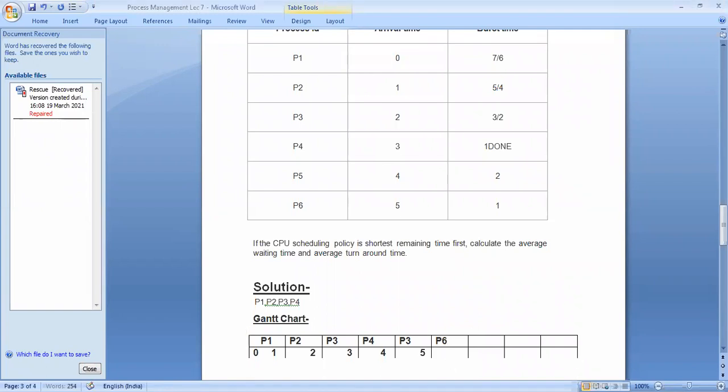You people are trying to solve this problem. I'll try to complete this one: P6, and then which process will execute? P5, then P2, then P1. I think after that you have another class. Otherwise we can resolve it. So next class I will complete this one.